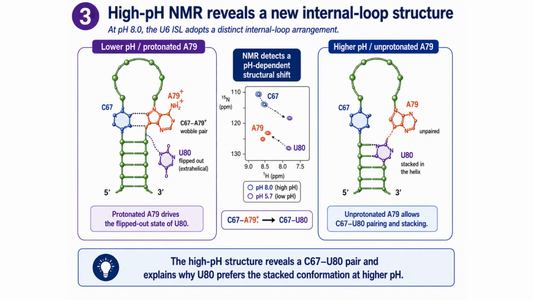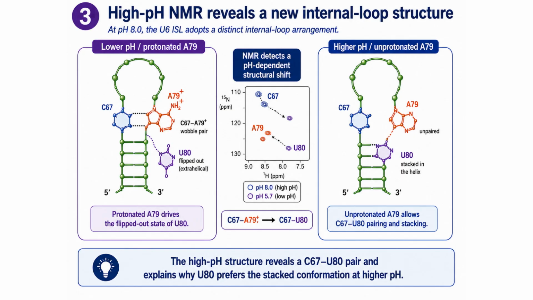To isolate the high pH endpoint, the authors solved the NMR structure of the U6ISL at pH 8.0. This structure showed that when A79 is unprotonated, C67 pairs with U80, leaving A79 unpaired. This C67•U80 pair explains why U80 prefers to remain stacked in the helix at higher pH.